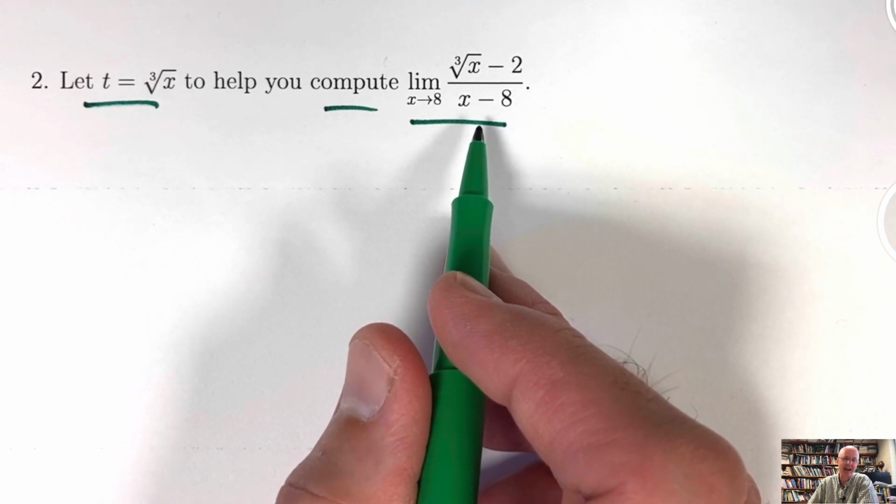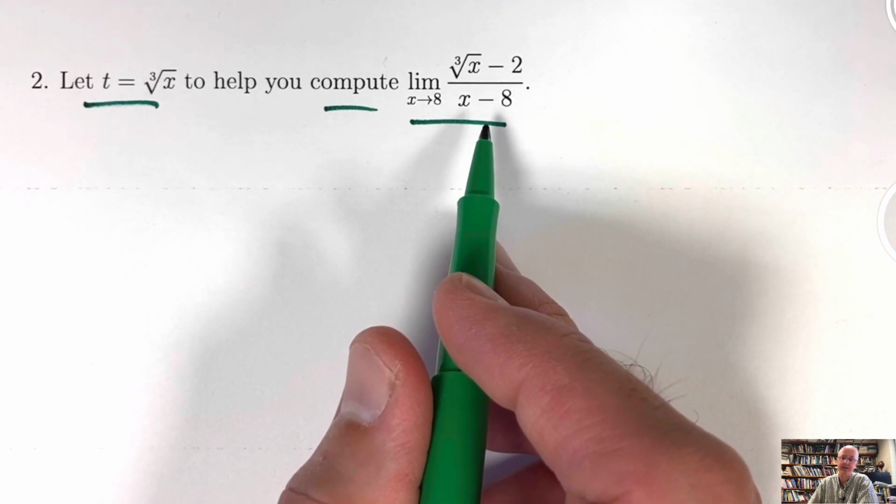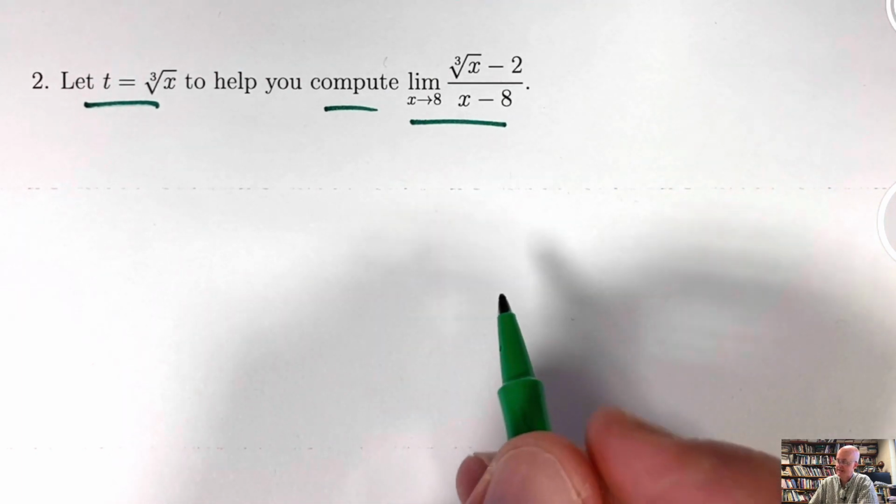redefining the function essentially at x equal 8 to be whatever this limit happens to equal. We're sort of implicitly assuming this limit exists.